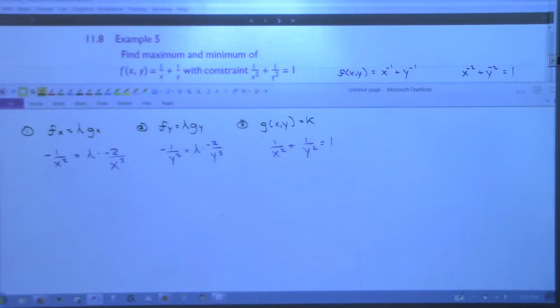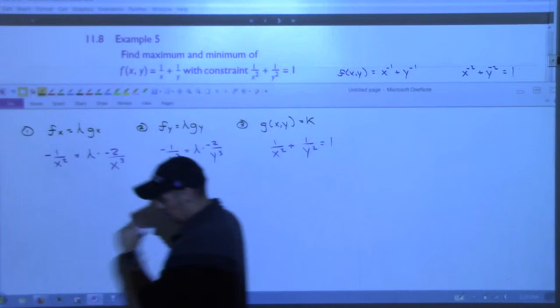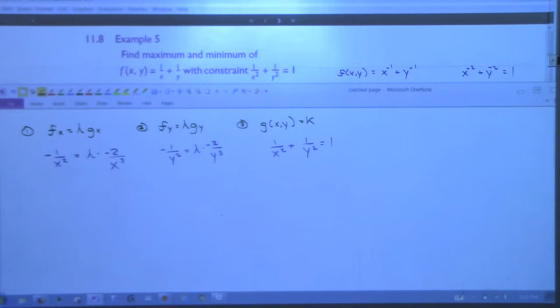Lagrange is a mathematician, by the way. And not to be confused, there's another mathematician named Legendre, but they're different. So you might come across Legendre somewhere else. It's not the same person.